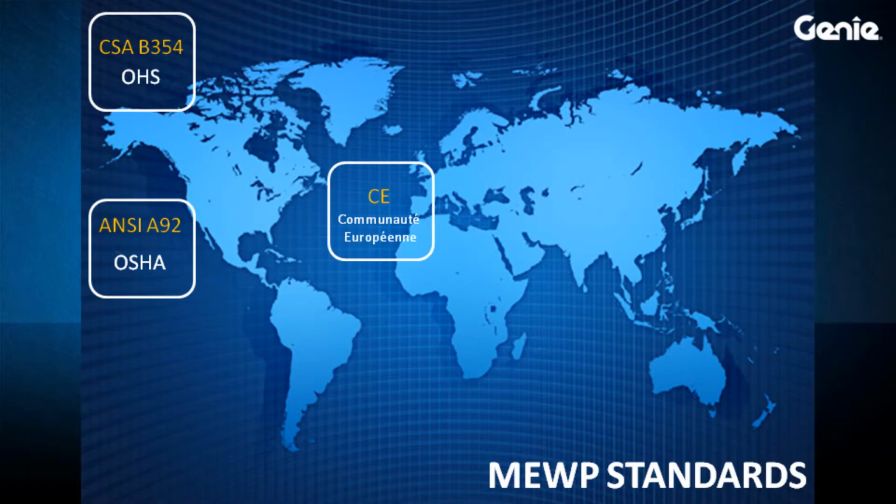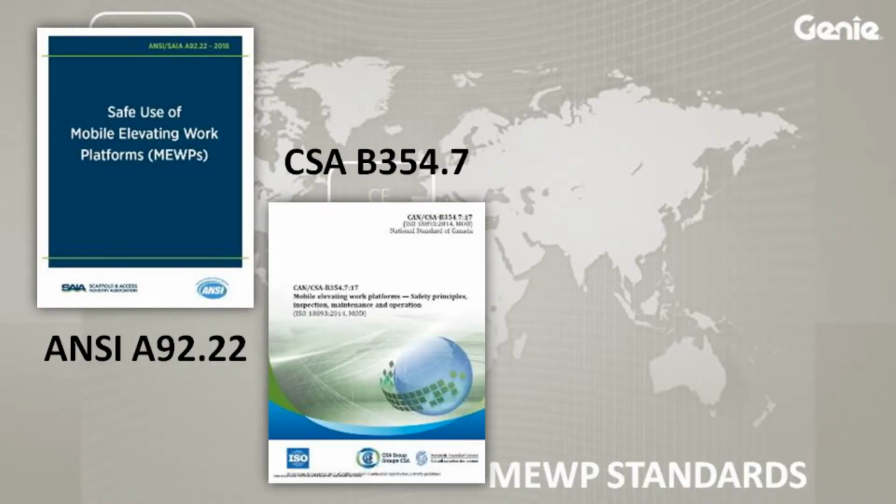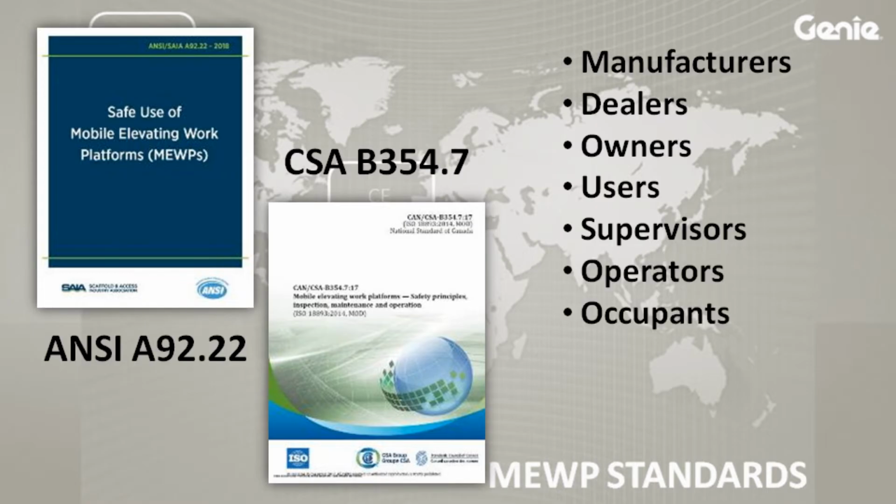In Europe, CE approval is required for Mewps and training varies by country. It is generally offered in compliance with national regulatory requirements. The ANSI A92.22 standards in the United States and the CSA B354.7 standards in Canada detail the responsibilities of manufacturers, dealers, owners, users, supervisors, operators, occupants, lessors, lessees, and brokers.